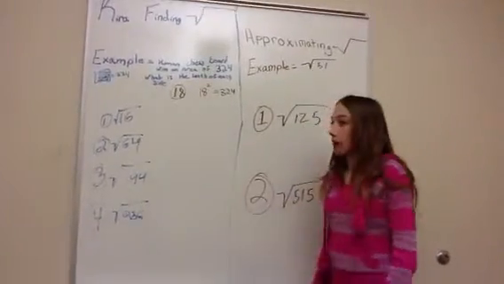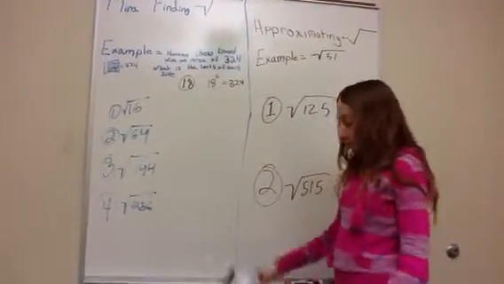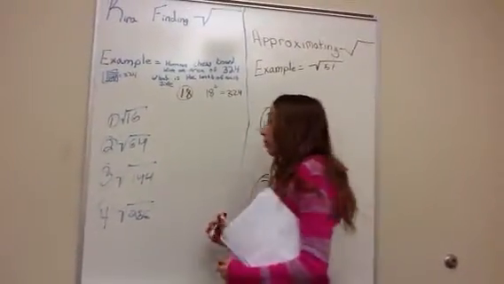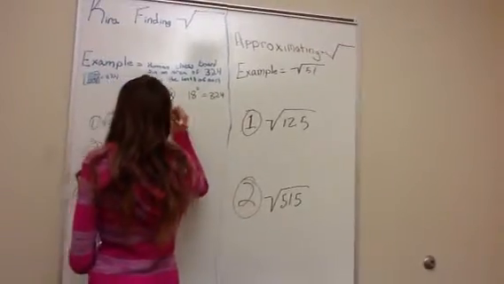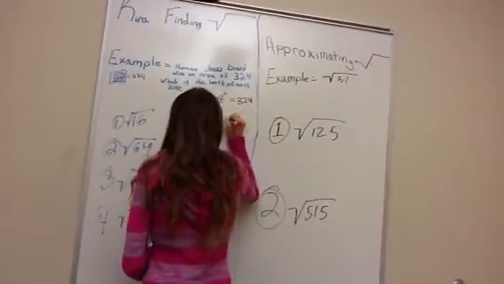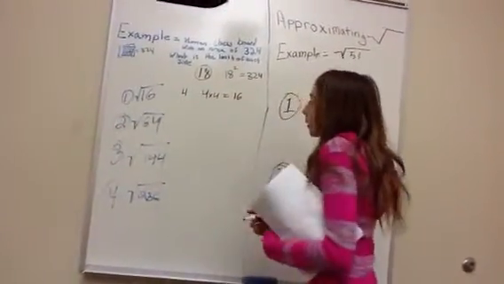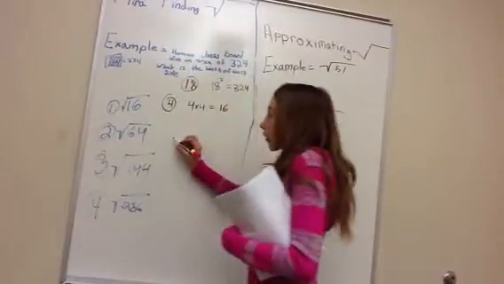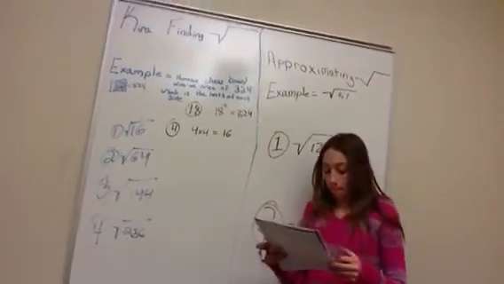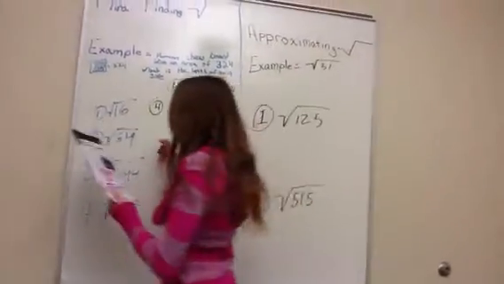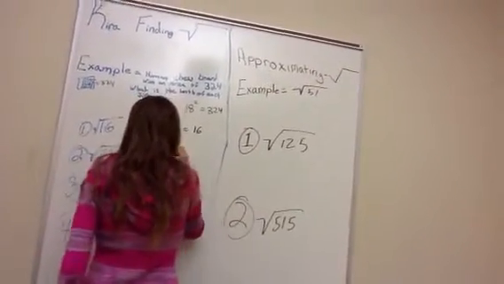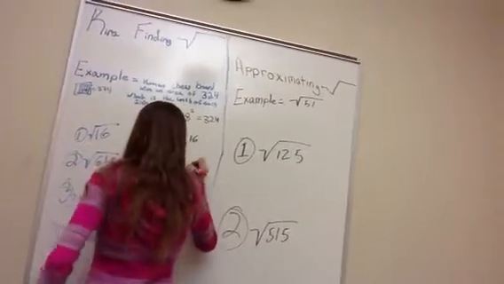Let's move on to the examples. Does anybody know the square root of 16? Again, you do the same process and you will get 4. Because 4 times 4 equals 16. Anybody know what the square root of 64 is? Okay. Well, it is 8 because 8 squared equals 64.